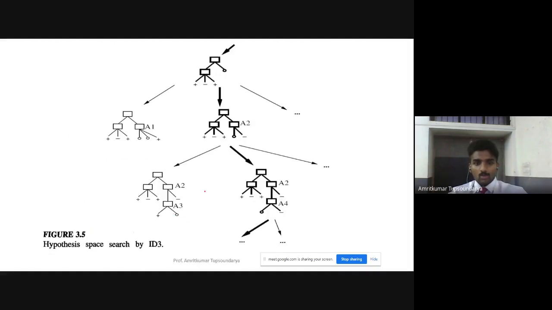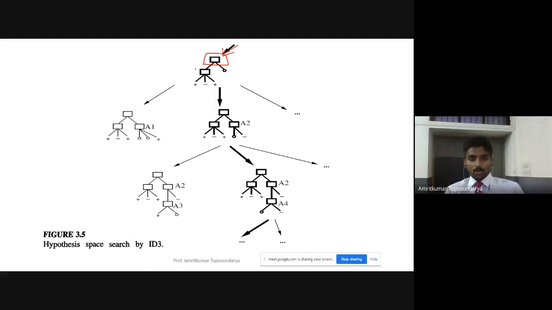Now let me show you the complete flow. How do we have the flow of this hypothesis space search? We start off with selecting a root node, which is the very first and very important step. Then, as and when we proceed, we select the best attribute depending on the attribute values. We compute the information gain. How do we compute the information gain? By computing the entropy.